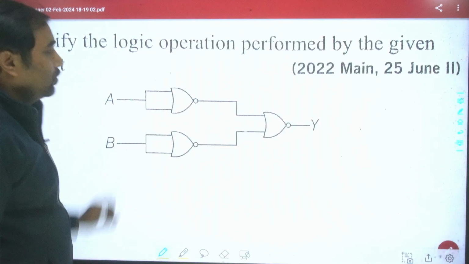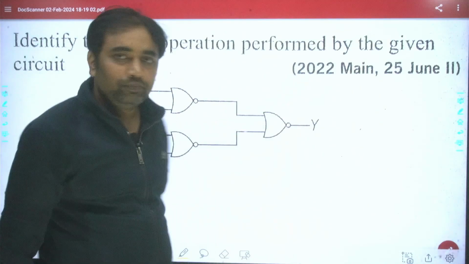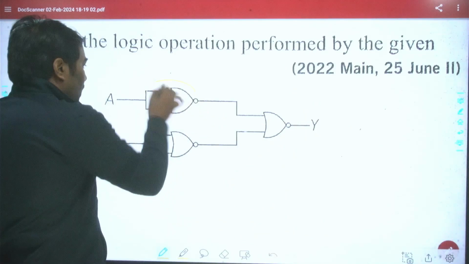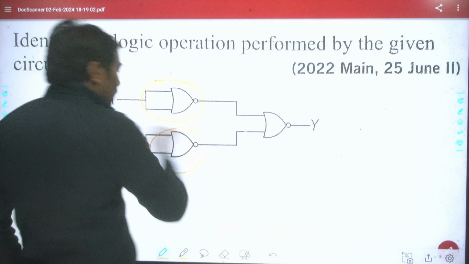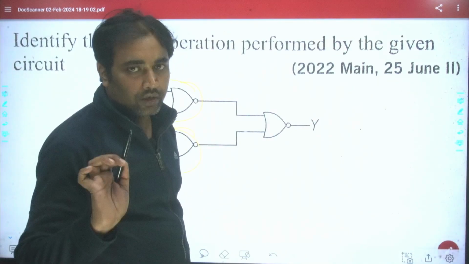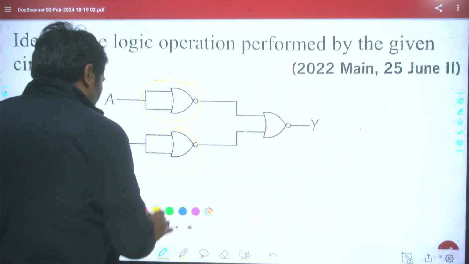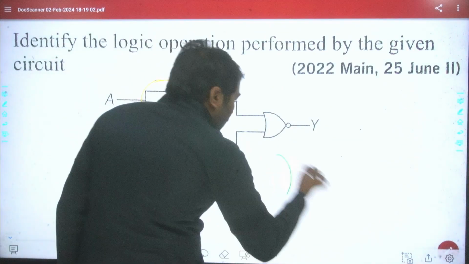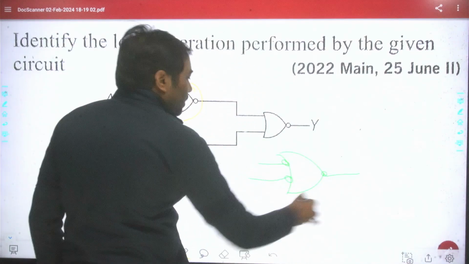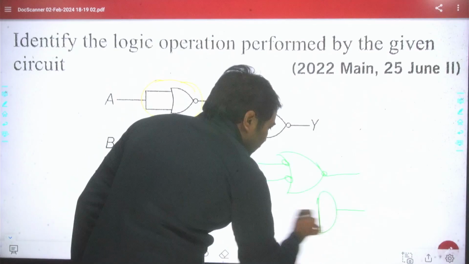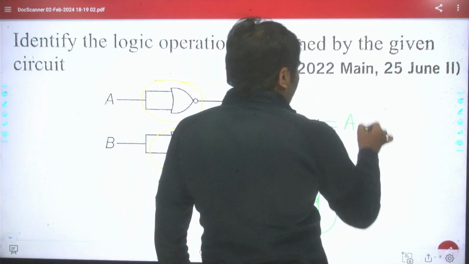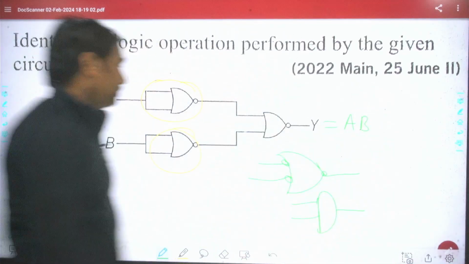Okay, suppose this is a question here, JEE Mains. This one is a simple question, not a big deal. This one is simply one NOT gate, and this one is also a NOT gate. Both inputs are connected, so the NAND simply behaves as a NOT. No need to worry. And we can just write here OR with a bubble. Simply, just apply the trick. What do we get here? We get the AND operation.